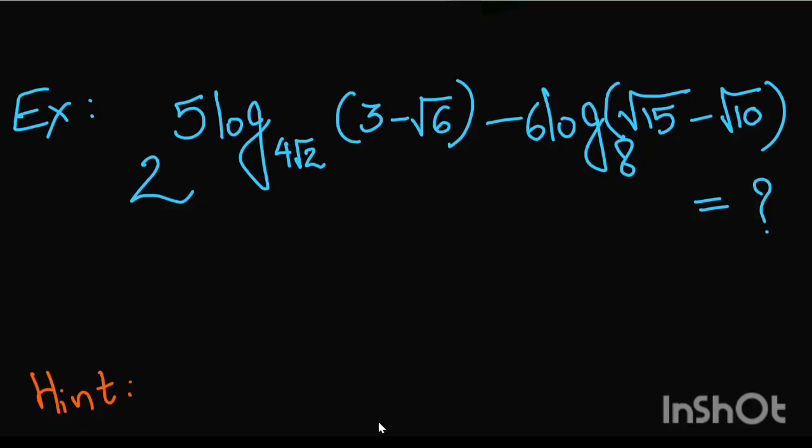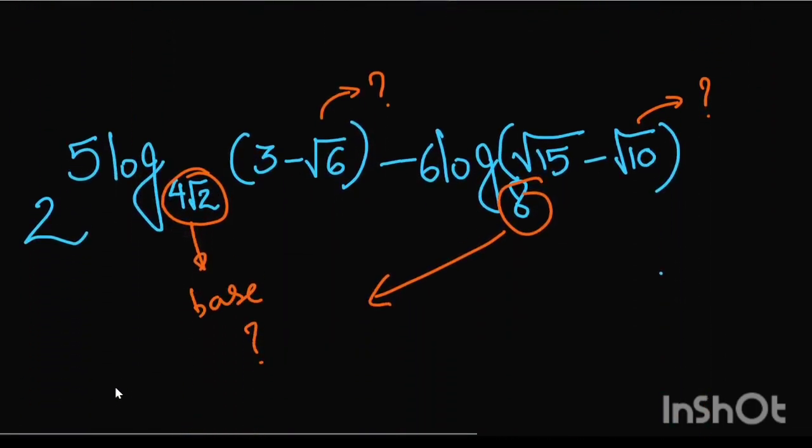Let's solve this question, guys. 2 raised to the power 5 log base 4 root 2, 3 minus root 6, minus 6 times log base 8 root 15 minus root 10 is equal to what? Basically, we need to simplify this and get an answer, most probably in terms of some rational number, free from log. So what should be the approach, the hint to this?